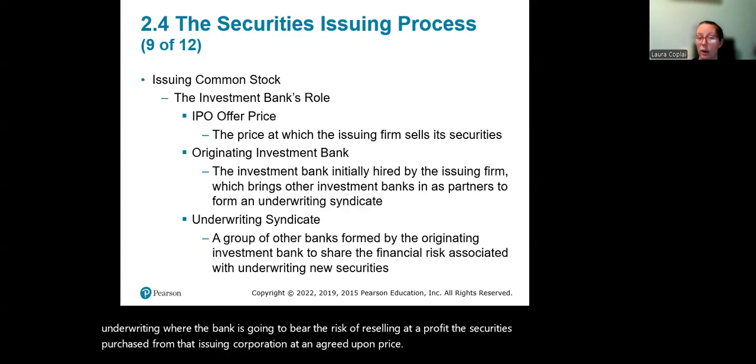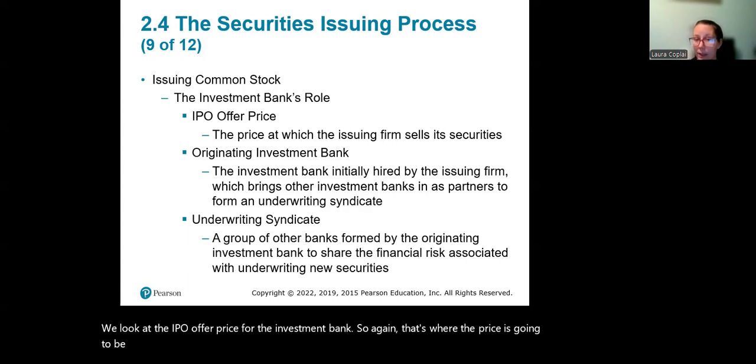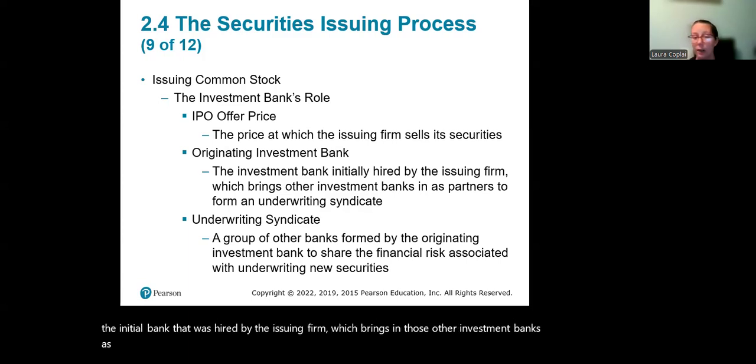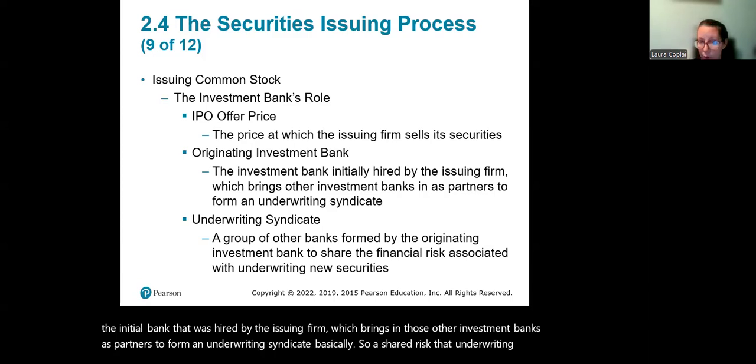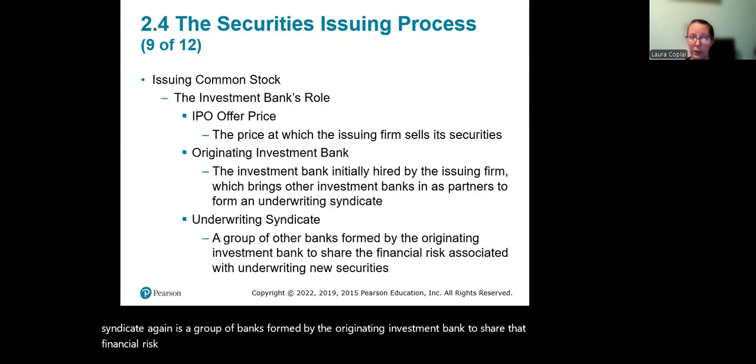We look at the IPO offer price for the investment bank. So again, that's where the price is going to be set by the issuing firm to sell those securities. The originating investment bank is the initial bank that was hired by the issuing firm, which brings in other investment banks as partners to form an underwriting syndicate, basically. So a shared risk. That underwriting syndicate, again, is a group of banks formed by the originating investment bank to share that financial risk associated with underwriting new securities.